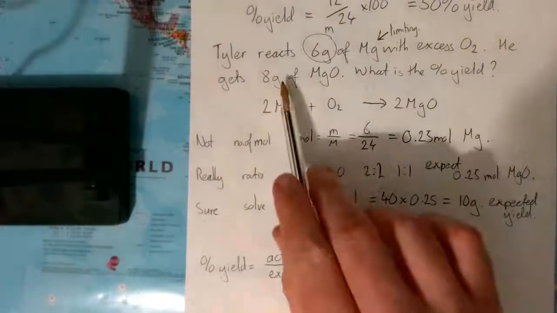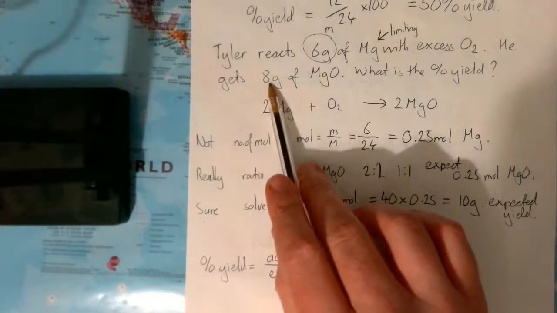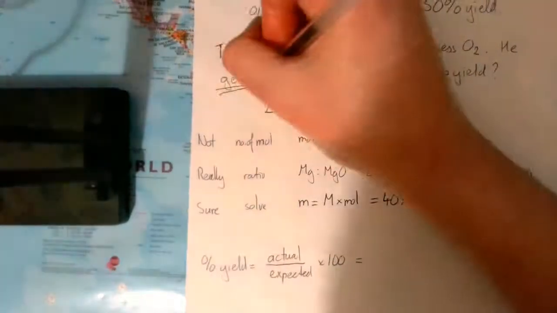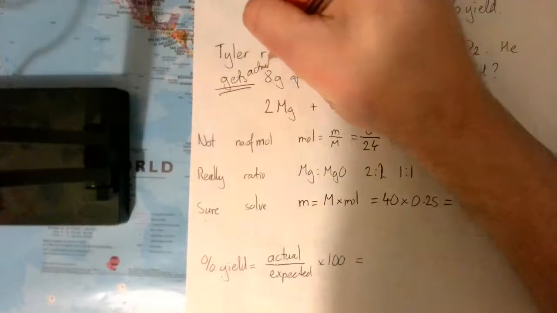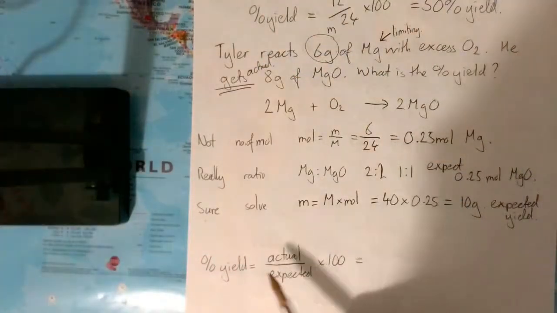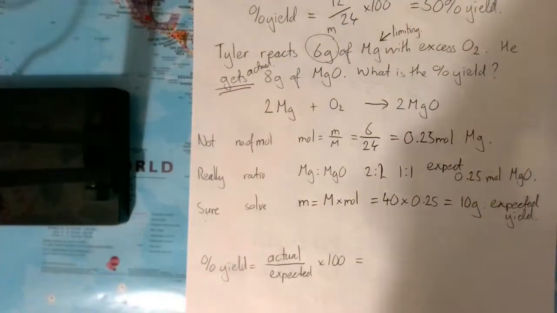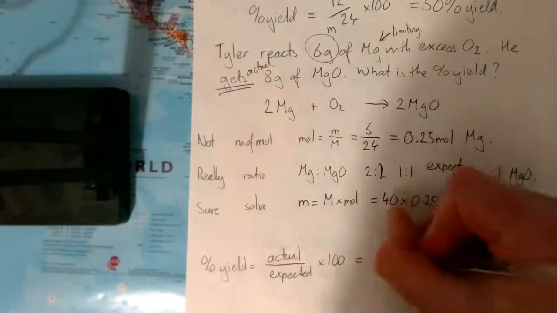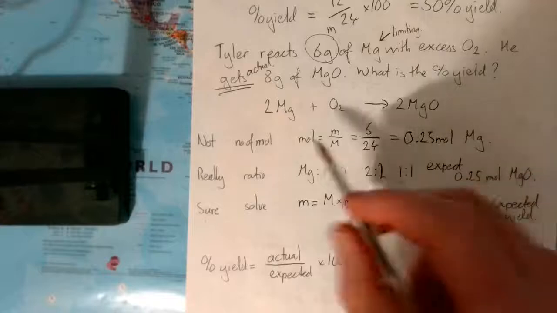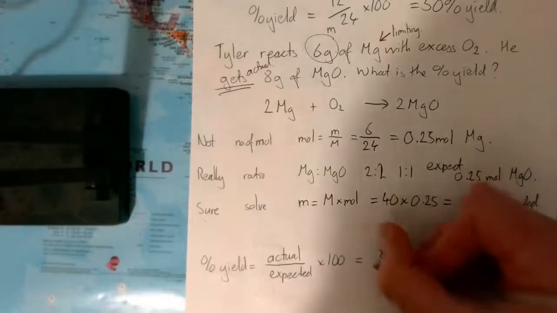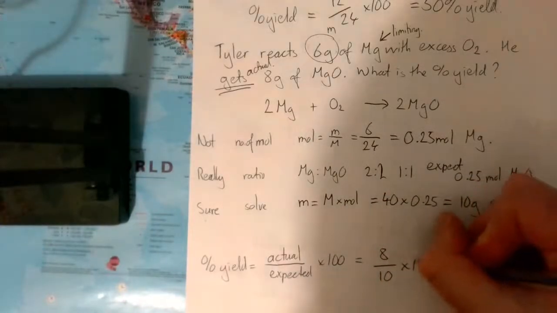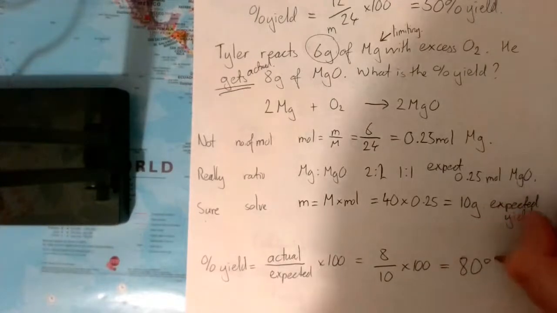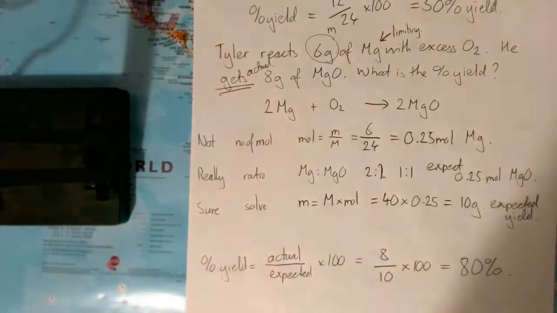Right, there was another number given in the question, and that was 8 grams of magnesium oxide. This, if he's actually getting it, is the actual or the experimental amount. To get our percentage yield, take the actual, so what he actually ended up with, we divide it by what he had hoped to get, and we times by 100, and for this one, oh look, it's an 80% yield.